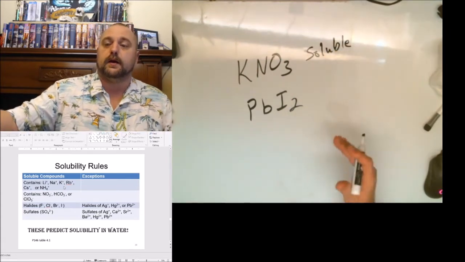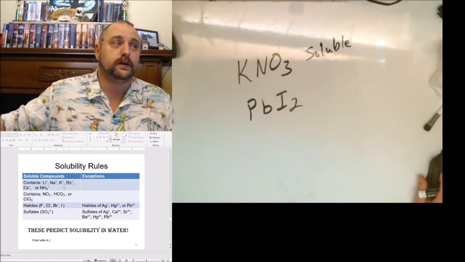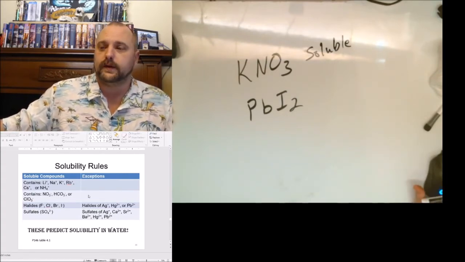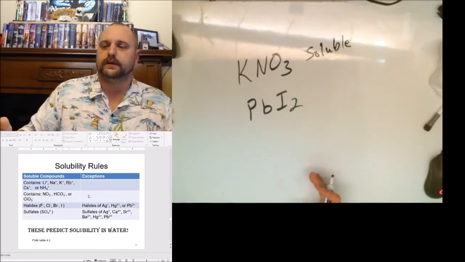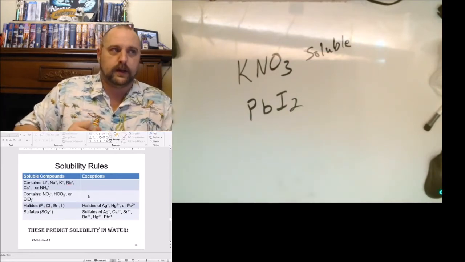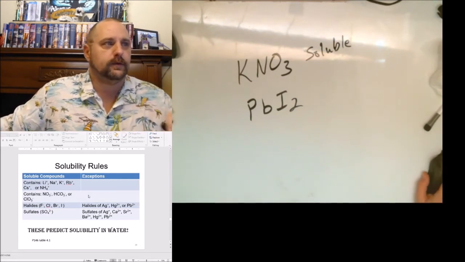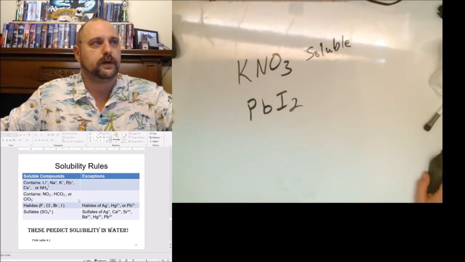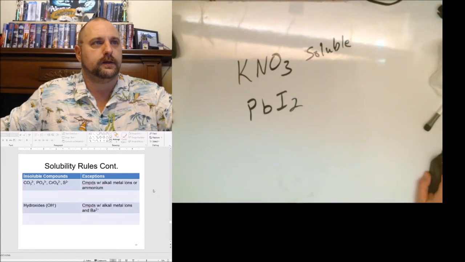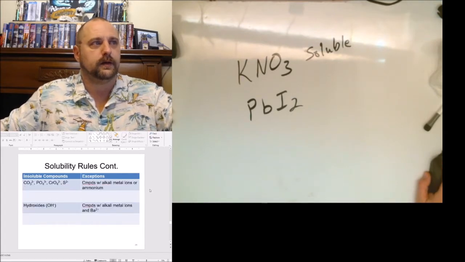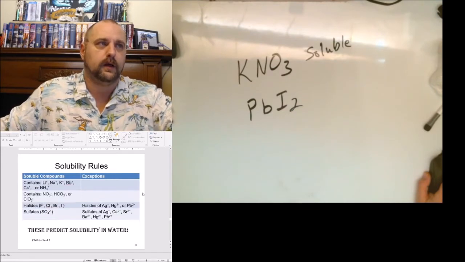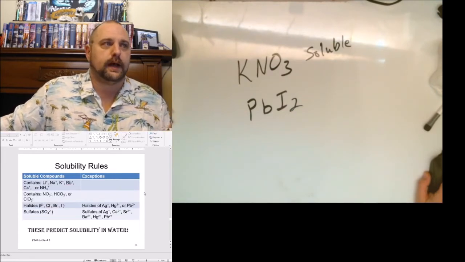Alright, and I also could notice that the second rule says nitrates are soluble, no exceptions. Both of those rules tell me it's soluble. And then when I do the lead, I can look through my rules, and I see nothing that says anything about lead. I check my insolubility rules, nothing on there. So I'm going to move on to iodine.